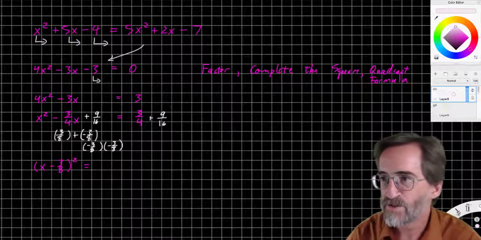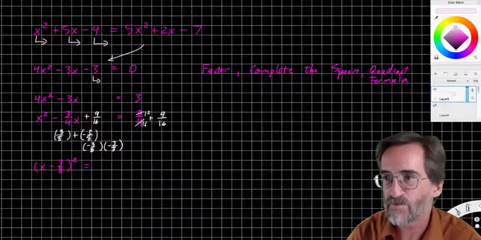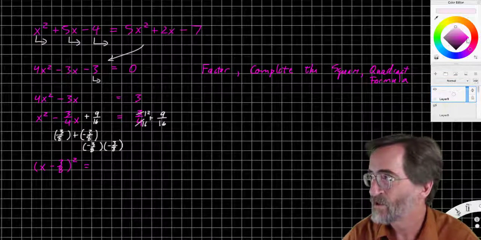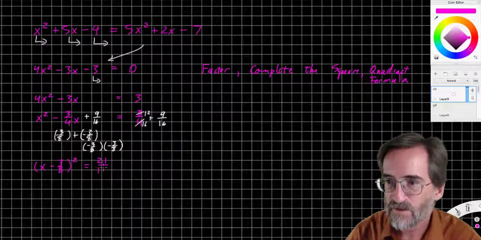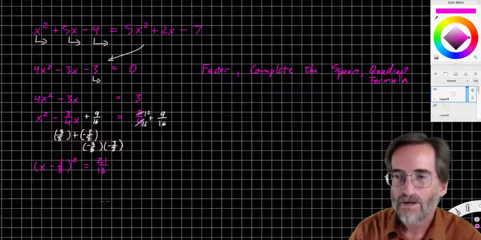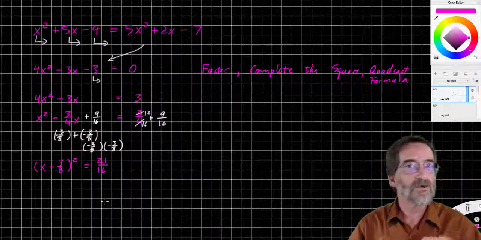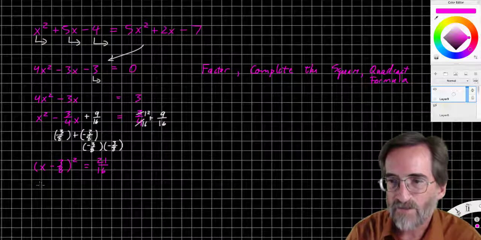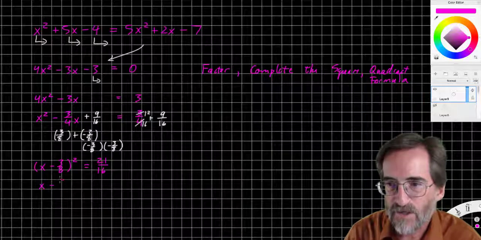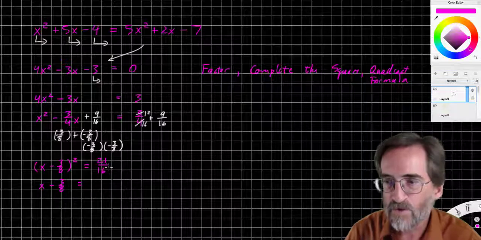Little fraction arithmetic. 4 times 4 is 16. 3 times 4 is 12. So 3/4 is 12/16, and 9 is 21/16. Now we've got a single x, and we can just solve by undoing. Think of the opposite of squaring, which is square root. X minus 3/8 equals the square root of 21/16.